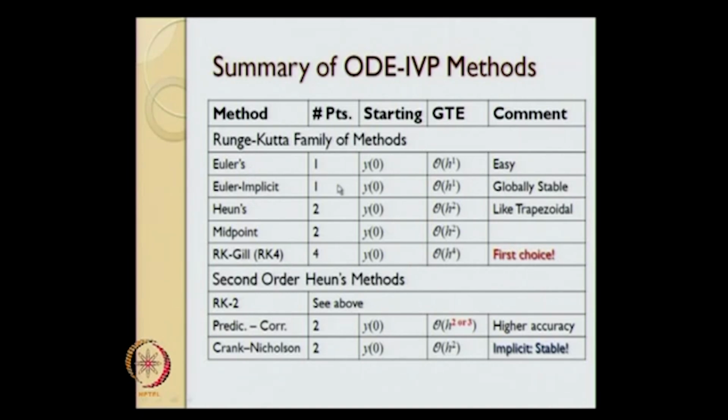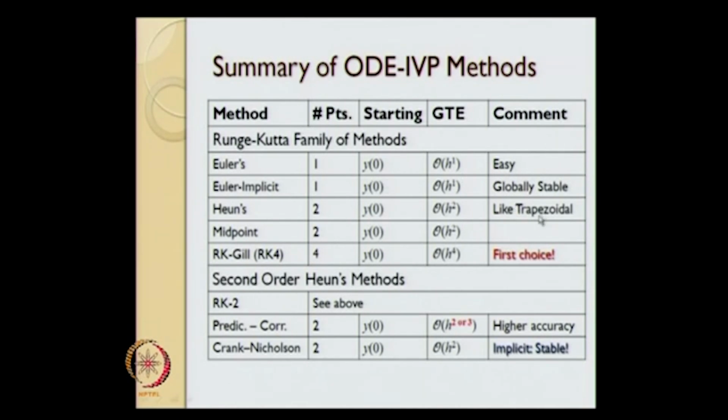Euler's explicit and Euler's implicit methods both use only one point. Euler's method uses the point at i, Euler's implicit method uses the point at i+1. The global truncation error in both cases is of order h to the power 1. Euler's method is very easy to implement. Euler's implicit method is difficult to implement, but it is globally stable.